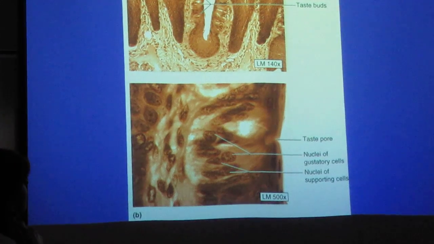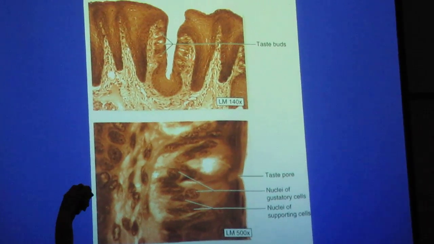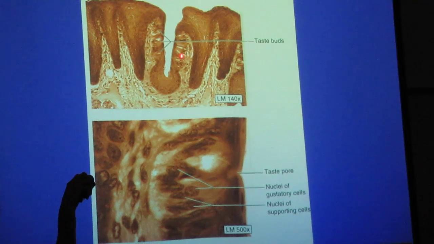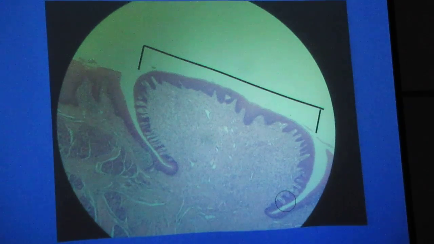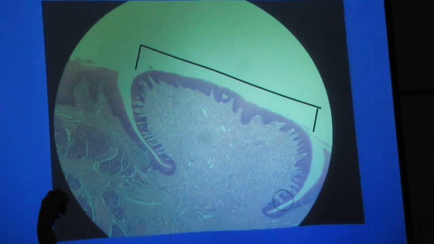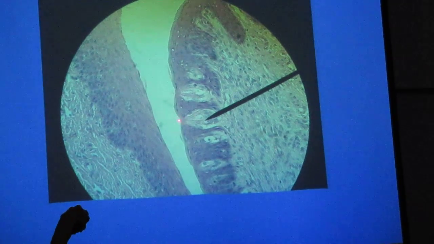And then this is what it's going to look like in the microscope. Again, you have to look for the crevice. And then along the surface of the crevice is where we're going to find our taste buds. Can you see the little taste pore there? So where am I going to look? Up here? Along here, the crevice. Look in the crevice.